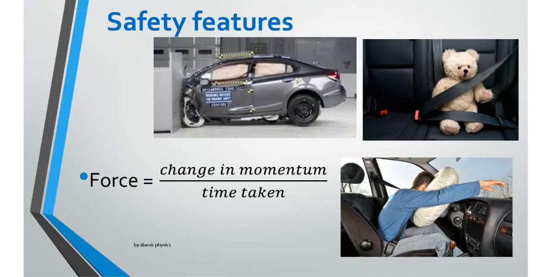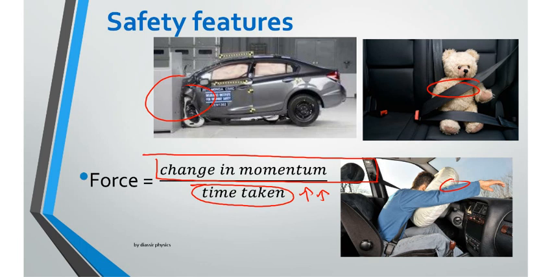So let's talk about the safety features. The crumple zone, the seat belt and the airbags all increase the time of deceleration. When you increase the deceleration time for the same change in momentum, the impact force will be less, so there is less damage to the passenger.